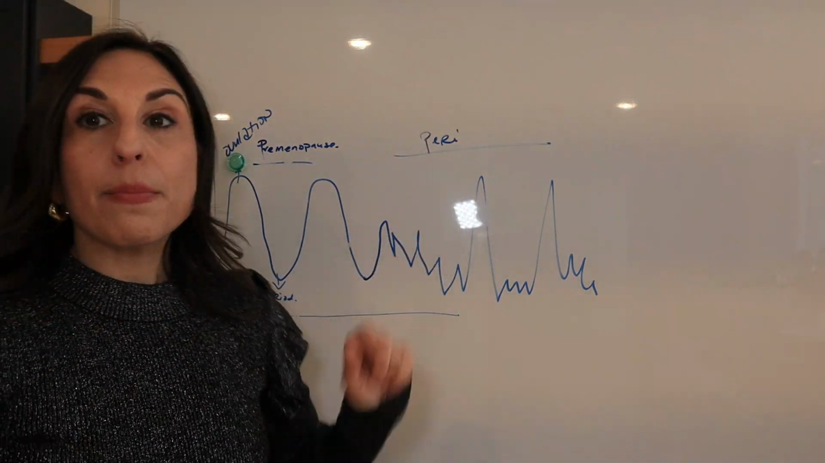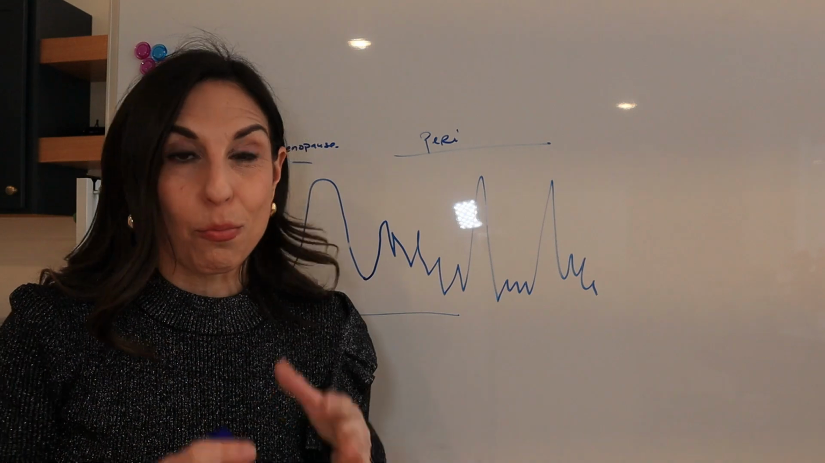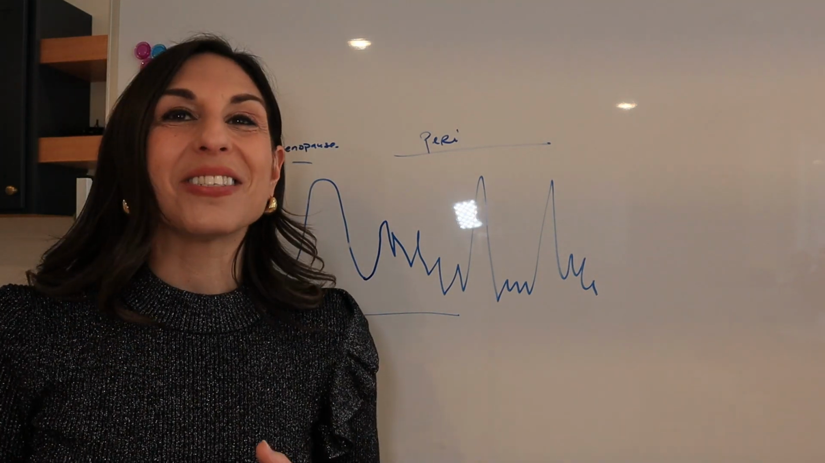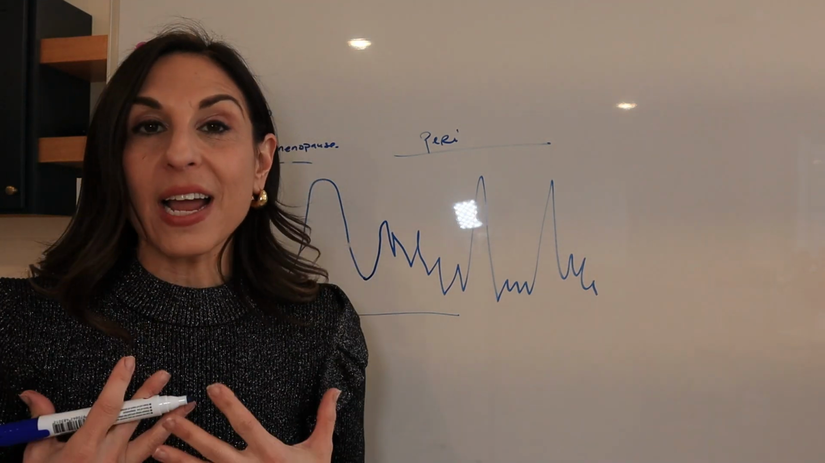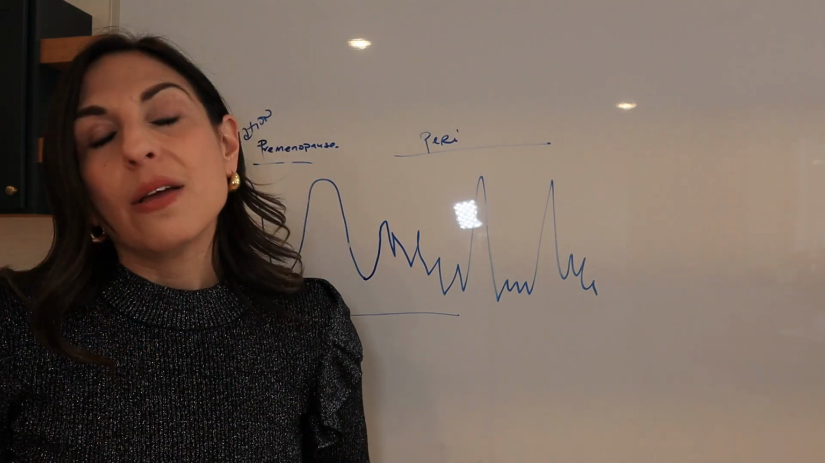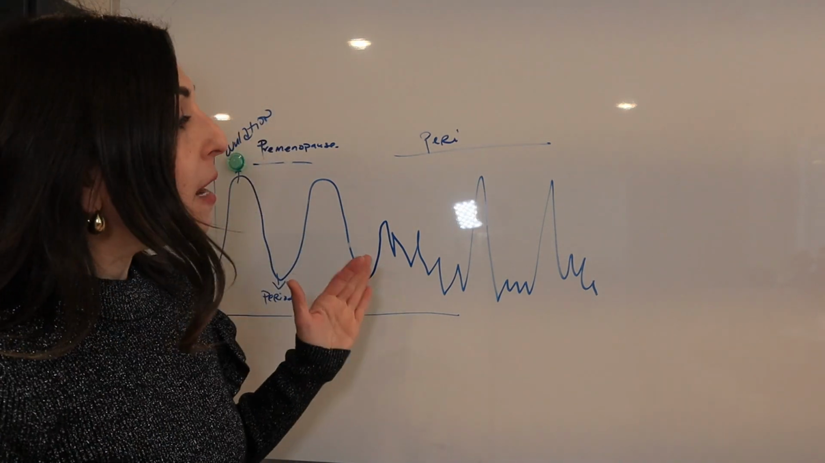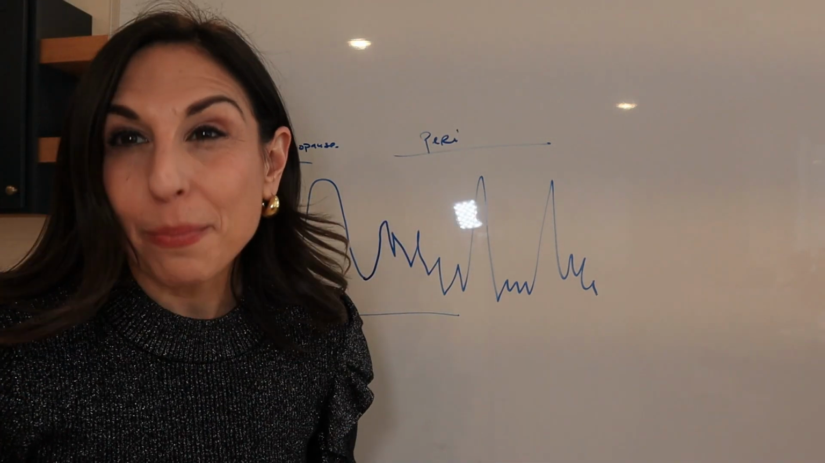This is why in perimenopause, as women, we can have breast tenderness. It kind of feels like it's puberty in reverse. You're thinking, I haven't had this type of soreness in my breast tissue for a really long time. And that's because it can have these really big peaks.